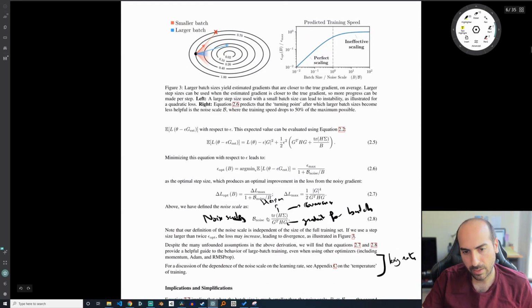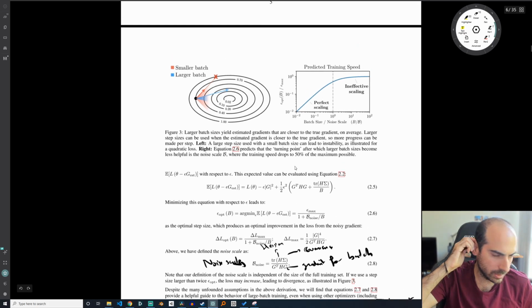And then here, how did they derive this? And we have defined the noise scale. This almost looks like it's pulled out of a hat. Where'd they get these numbers from? Okay, so this is coming from the trace of this over B. But let's just get a sense of the argument again.